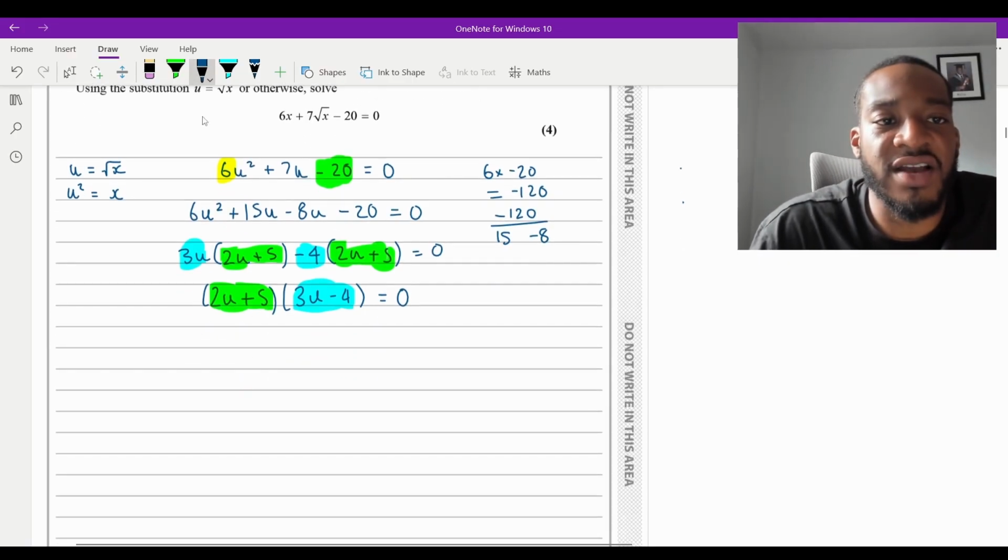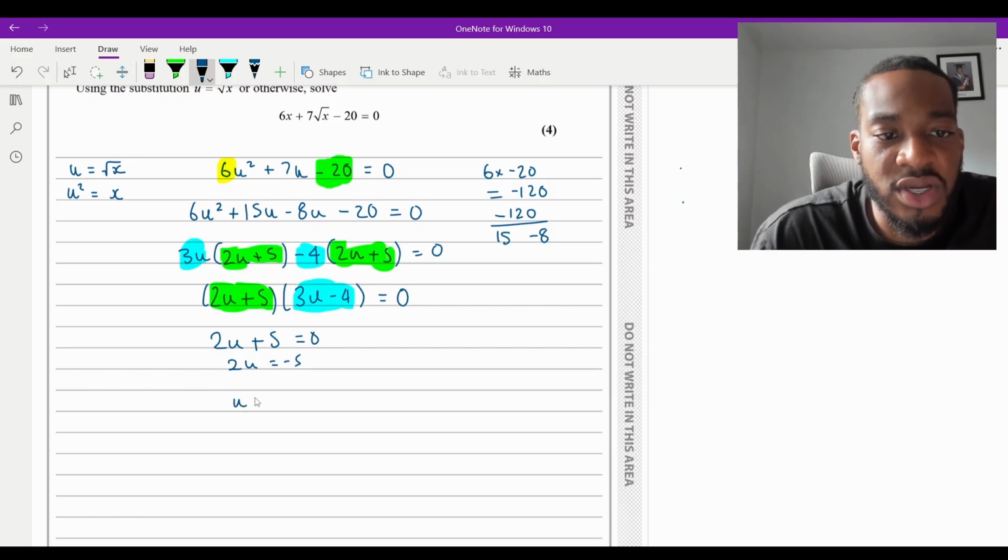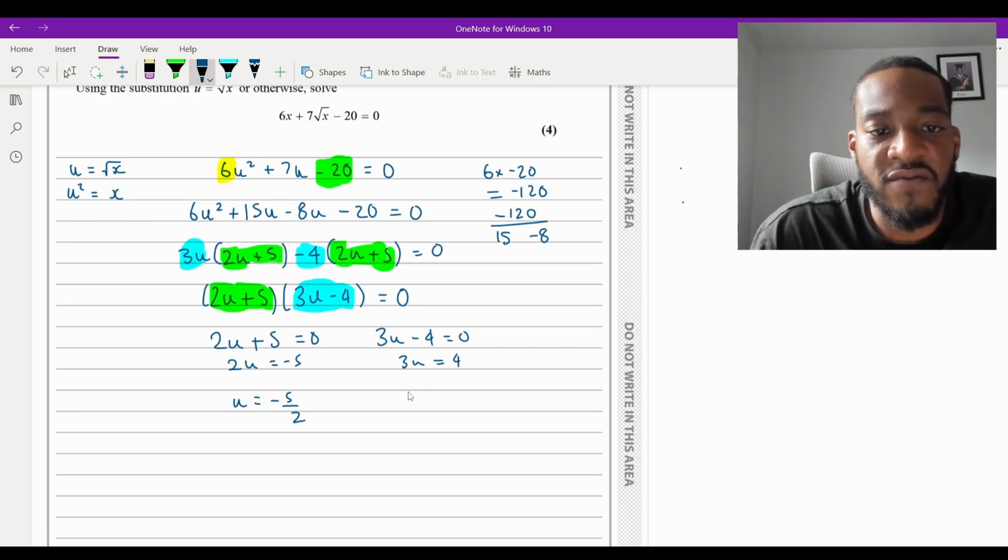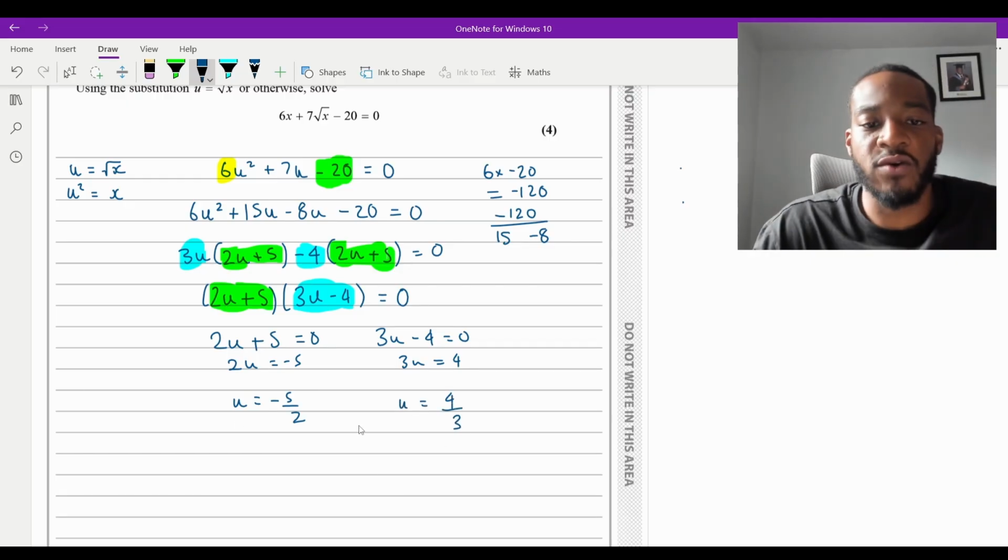We just need to make each of these factors equal to 0. So 2u plus 5 is equal to 0 will mean that 2u is going to equal negative 5, meaning that u is going to equal negative 5 over 2 for one answer. And 3u minus 4 is equal to 0 will mean that 3u equals 4. So therefore, u is going to equal 4/3. Okay, so we've got two values for u.